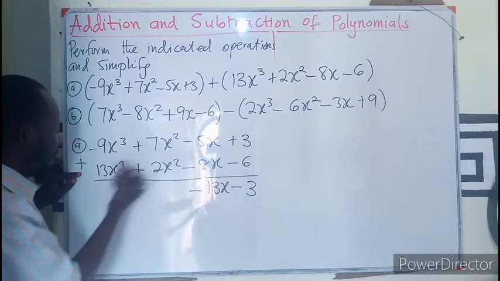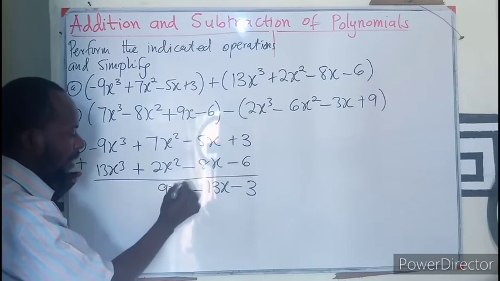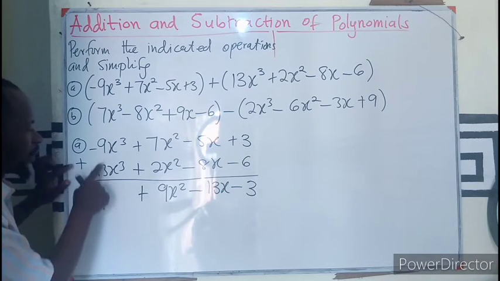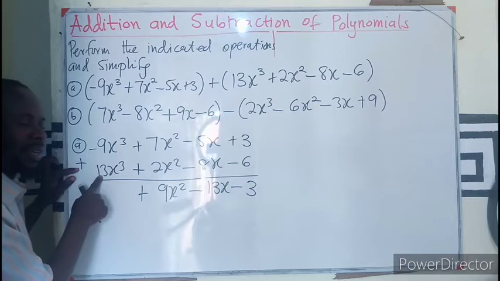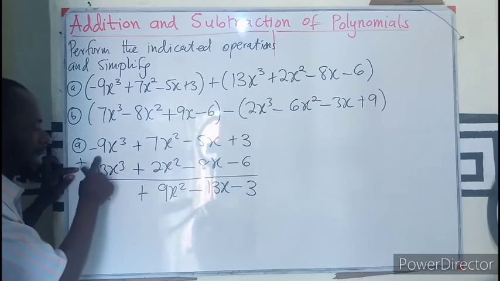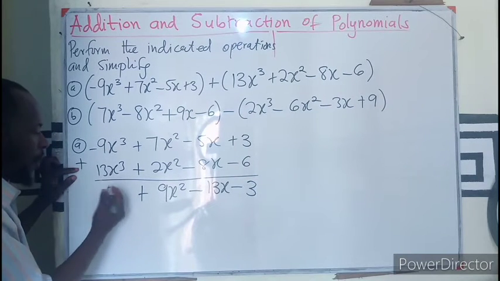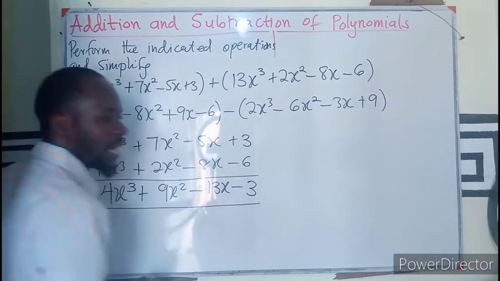So this is going to be 7 plus 2. And obviously that will be 9. Your x squared will come. Then we have our plus. This is going to be minus 9 plus 13, meaning minus 9 plus 13 or 13 minus 9. Since this is smaller than this, we will have what? 4. So 4x to the power 3 will be our answer.